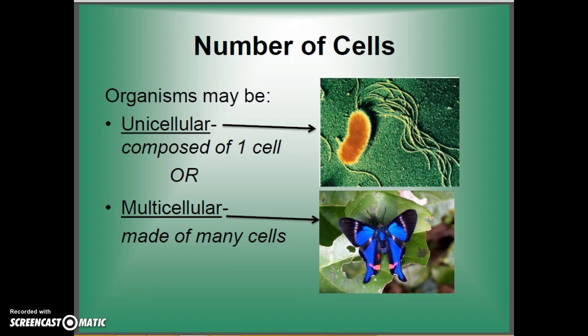And based on how many cells an organism has, we can call it unicellular or multicellular. Unicellular means it's composed of only one cell. And here's your example. So this would be your cell. These tiny things are called flagella. Or the organism can be multicellular, like this butterfly. That means it's made up of many cells. We are multicellular organisms.